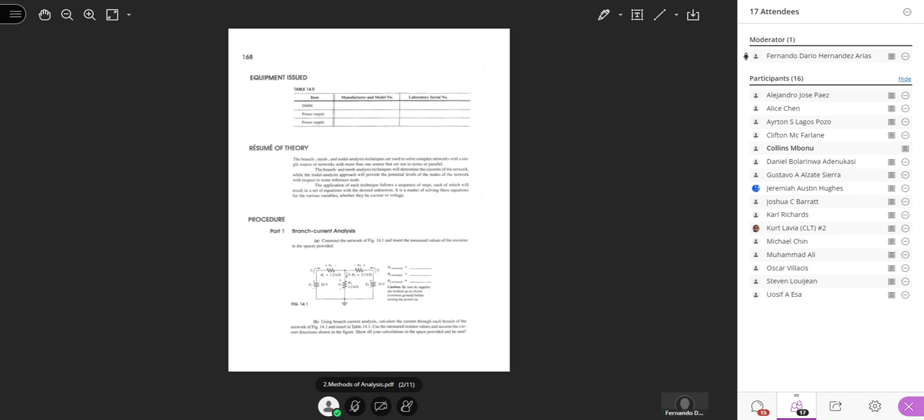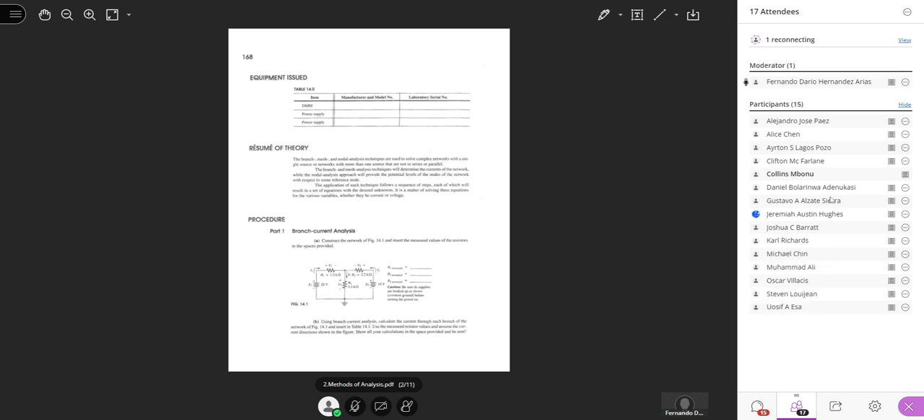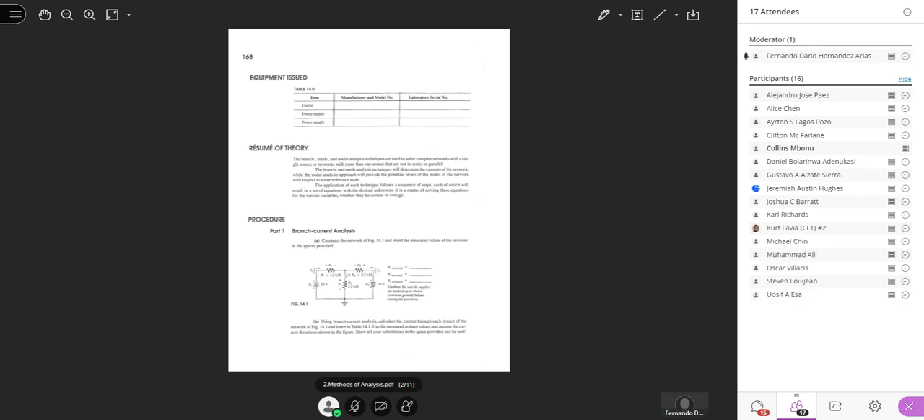For this lab, in the report, you are only going to report on the parts that were done in the experiment. In this case, that will be part one and part two. So for this lab, only part one and only part two. Any other question?